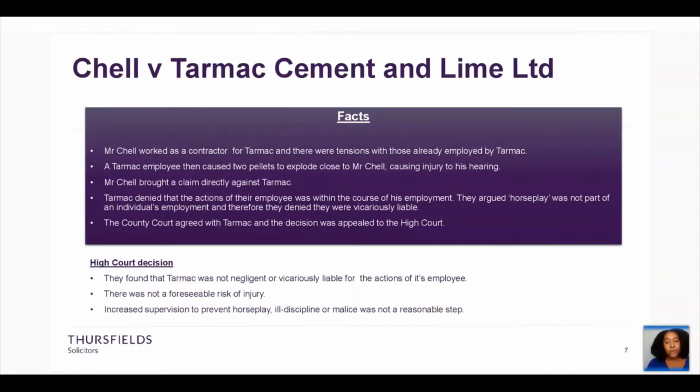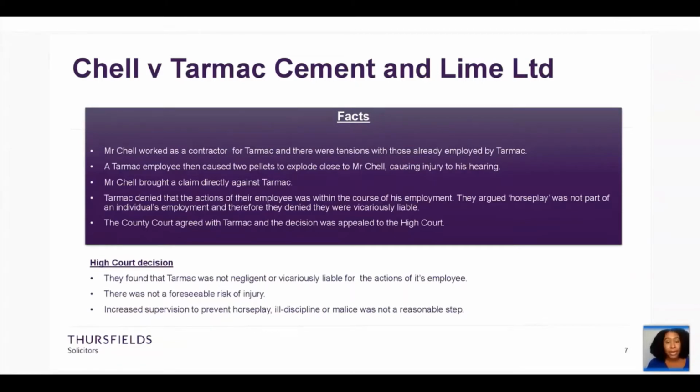Tensions arose between contractors and those who were employed by Tarmac. One of Tarmac's employees caused 2 explosive pellets to explode close to Mr. Shell. The result of this was that Mr. Shell suffered a perforated eardrum, hearing loss, and tinnitus.